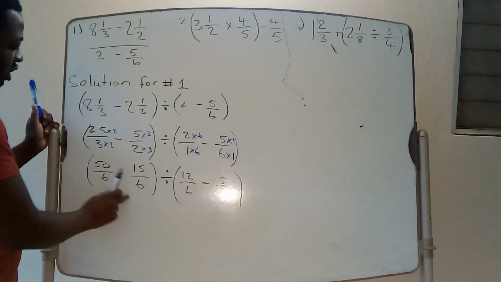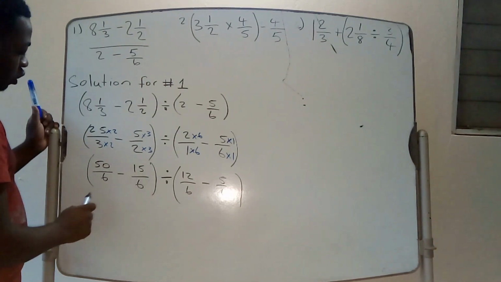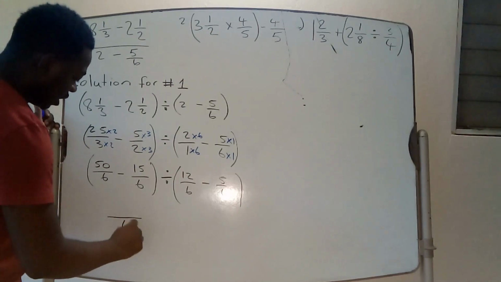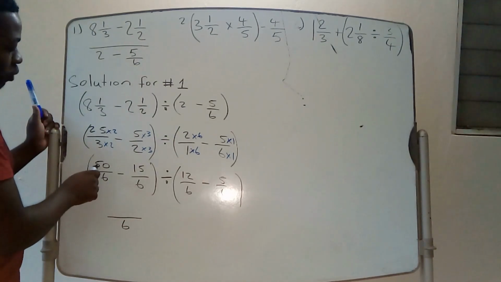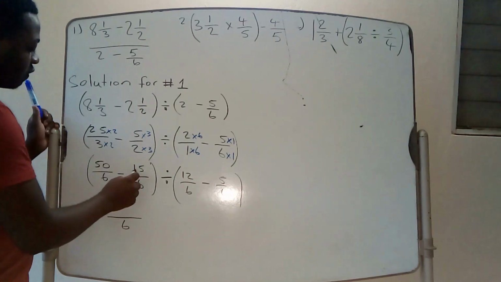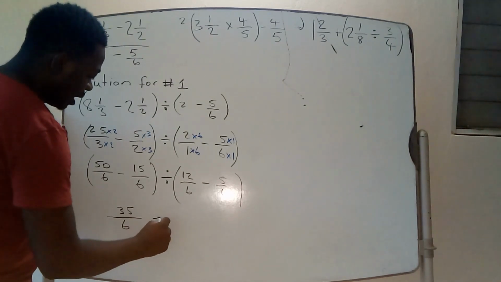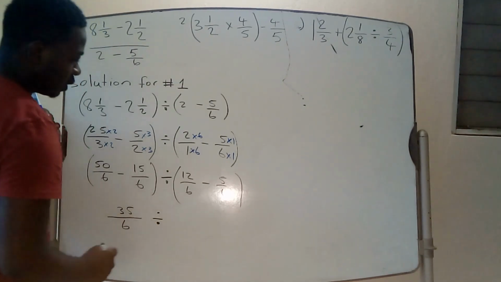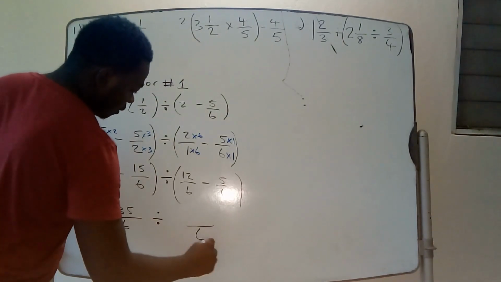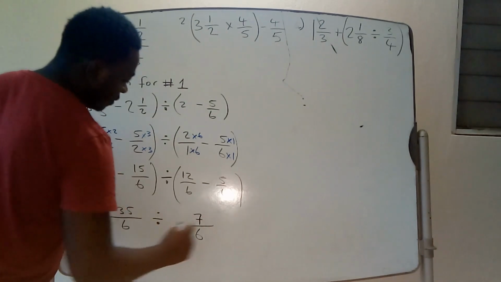Now both fractions inside of a bracket have the same denominator. So the rule is you're going to keep the denominator. So I'm going to keep the 6. And I'm just simply going to subtract the numerators. So 50 minus 15, that's going to leave me with 35, divided by, keep my denominator of 6 over here, 12 minus 5, that's going to leave me with 7.